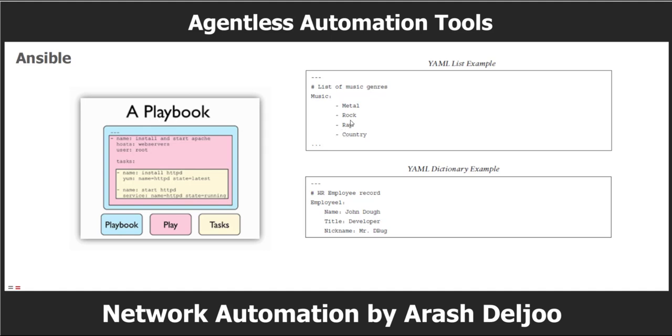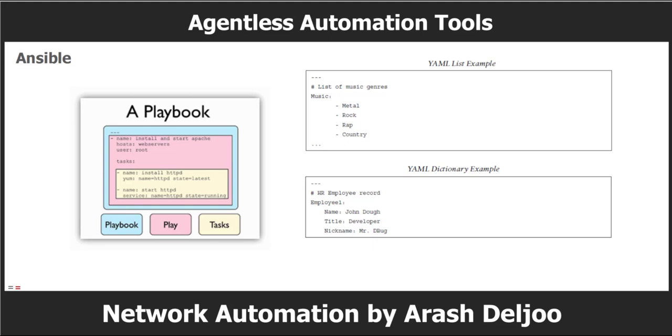YAML lists are very easy to read and consume. As you can see in this example, it is possible to add comments in YAML by beginning lines with a pound sign. As mentioned earlier, a YAML file often begins with three dashes and ends with three periods. In addition, as you can see in this example, each line of a list can start with a dash and a space, and indentation makes the YAML file readable.